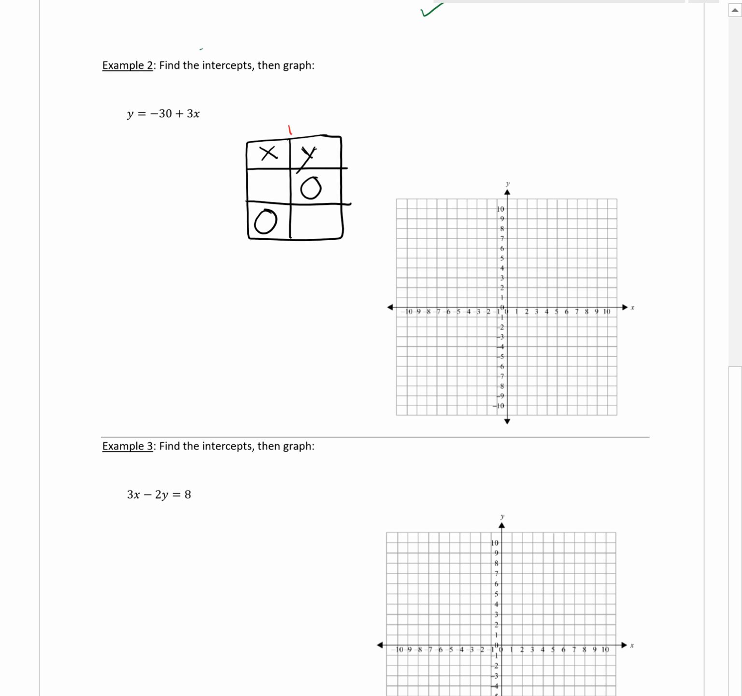If you just memorize this little table, then you don't have to memorize, oh wait, how do I find the x-intercept again? Do I let x equal 0 or y equal 0? You don't have to memorize all that. If you just memorize this table, then you're going to be good to go. I think it's really nice.